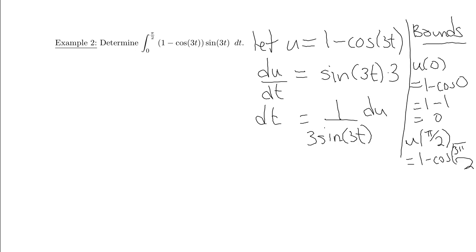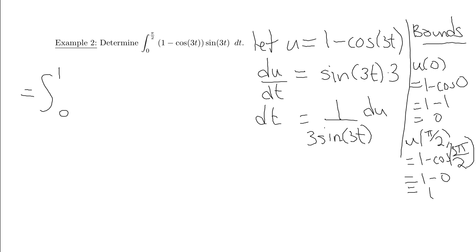Oops. That doesn't look like a 3 pi over 2. Let's try to write this again. So we get 1 minus cosine of 3 pi over 2. There we go. And cosine of 3 pi over 2 is 0, so this is 1 minus 0, which is 1. So my new bounds on my definite integral are going from 0 to 1.